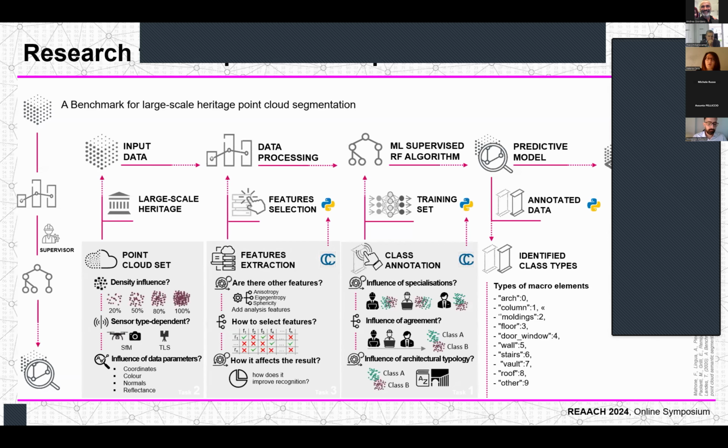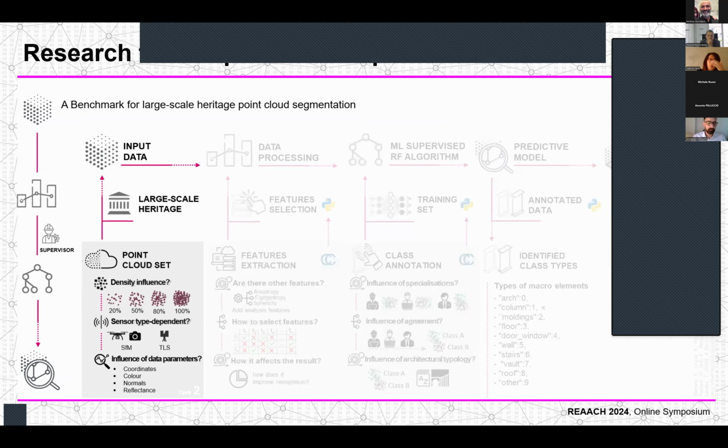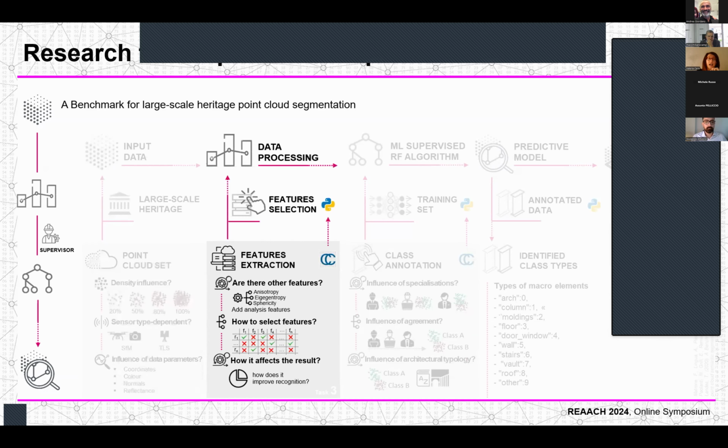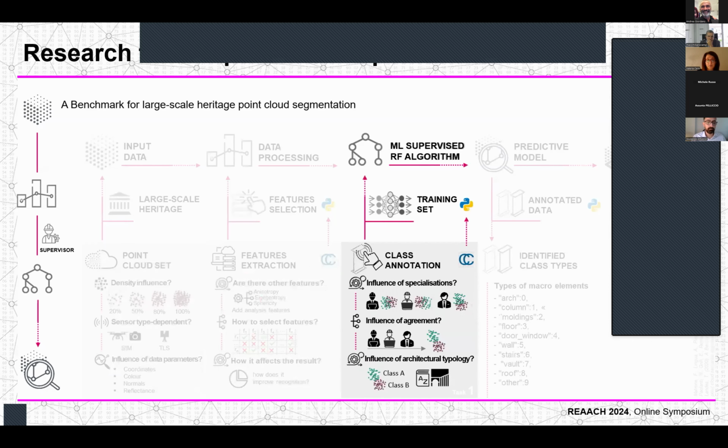Each of these steps requires a series of critical insights in relation to certain research questions that are still open. In particular, with respect to the input dataset, the questions concern the influence of point cloud density, the dependence on sensor type, and the influence of collected data parameters. Regarding the feature extraction phase, the questions instead concern the possibility of computing other features and the influence of their selection on the results. Finally, in reference to manual annotation of classes for training, questions concern the influence of annotator specialization, degree of agreement, and the influence of architectural typology.